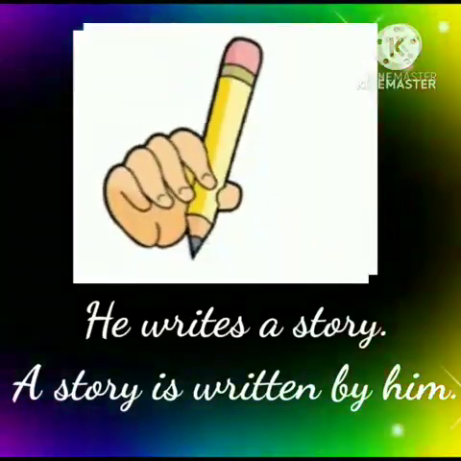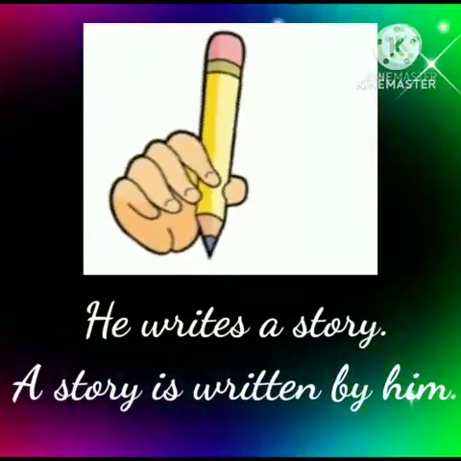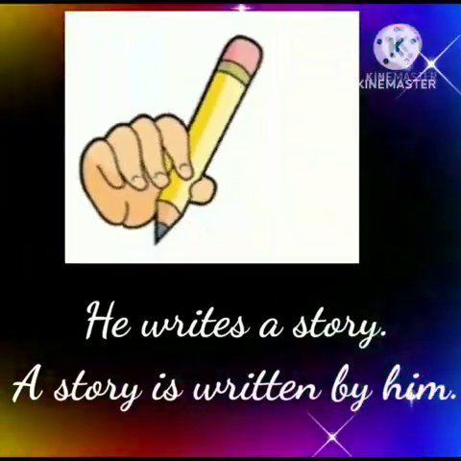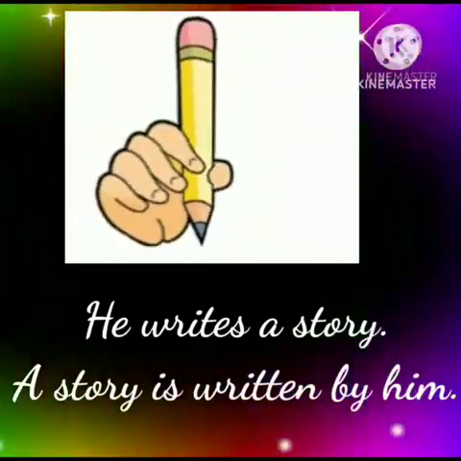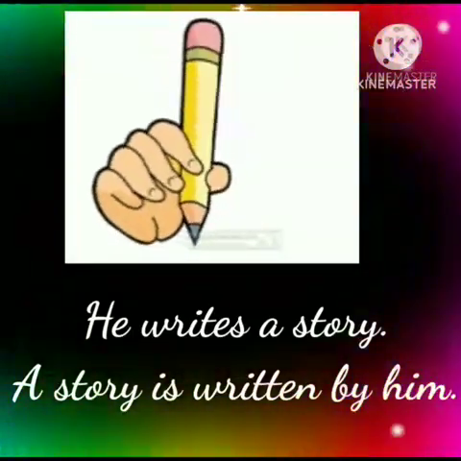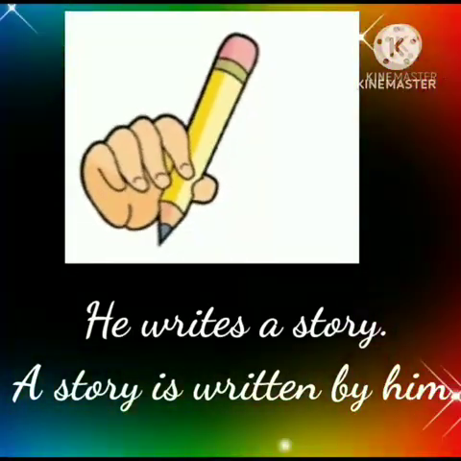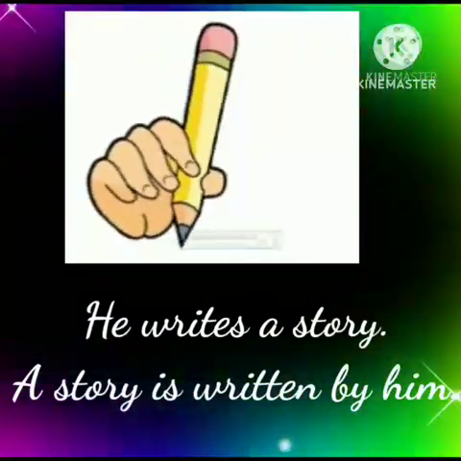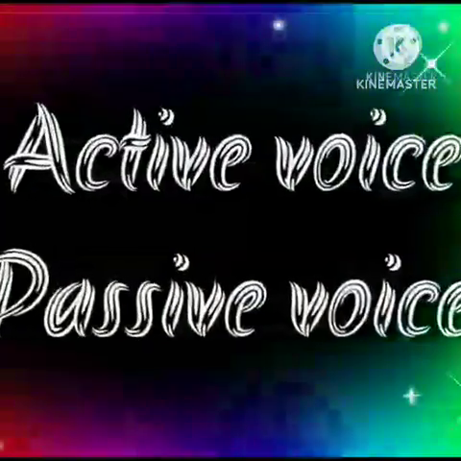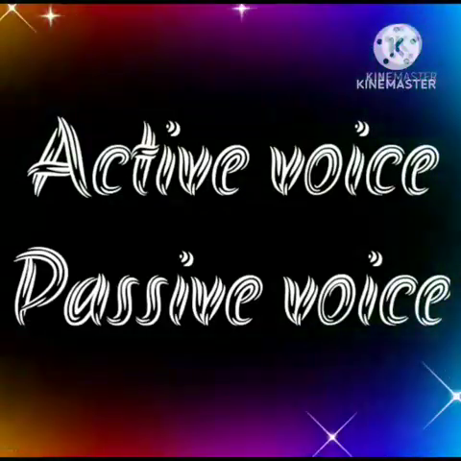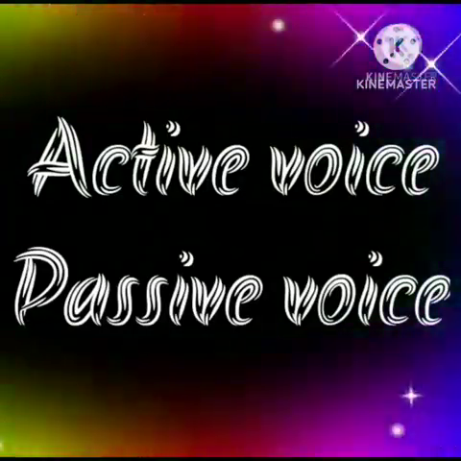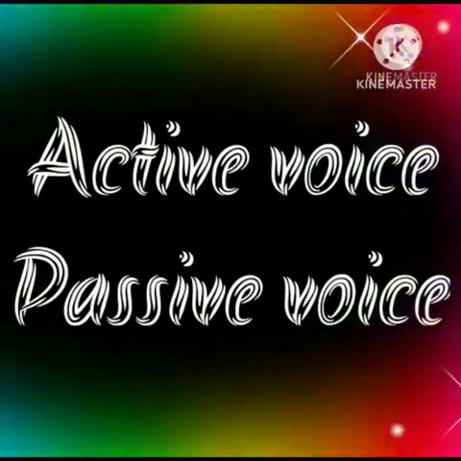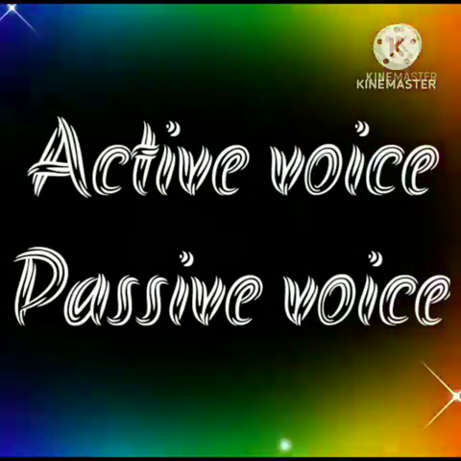Here he writes, which means he is doing the action of writing. In the second sentence, a story is written by him. The subject is receiving the action of writing a story. That is the difference between active voice and passive voice. So easily you shall identify active and passive voices. Identifying if the given sentence is an active voice or passive voice is very important.